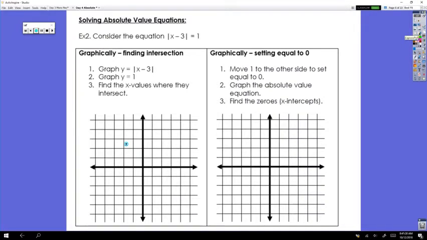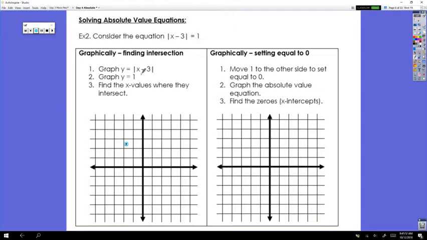Consider the equation absolute value of x minus 3 equals 1. There are two ways to solve this graphically. The first is to find the intersection. We can graph this equation right here and then graph the equation y equals 1. So we're essentially graphing each side of this equal sign separately and then seeing where they intersect.